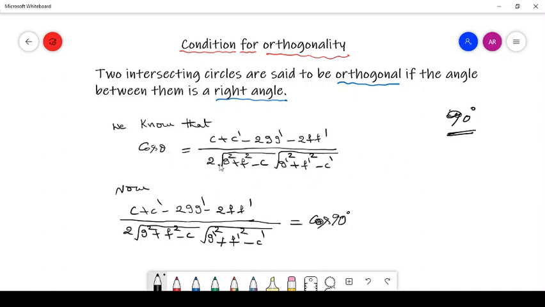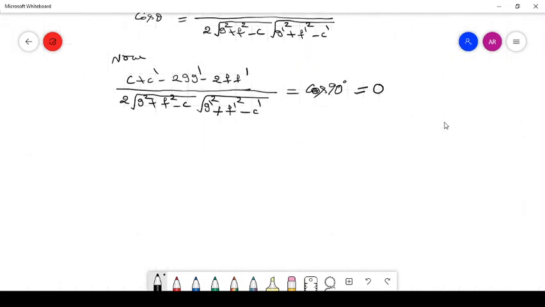So this value becomes cos 90. You know the value of cos 90. What is the value of cos 90? That is 0. Cos 90 degrees is 0, as you have learned in trigonometric ratios.